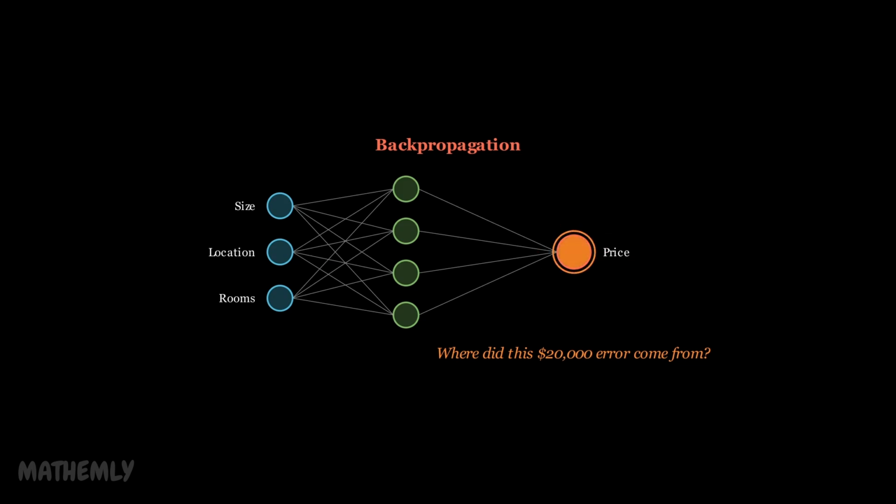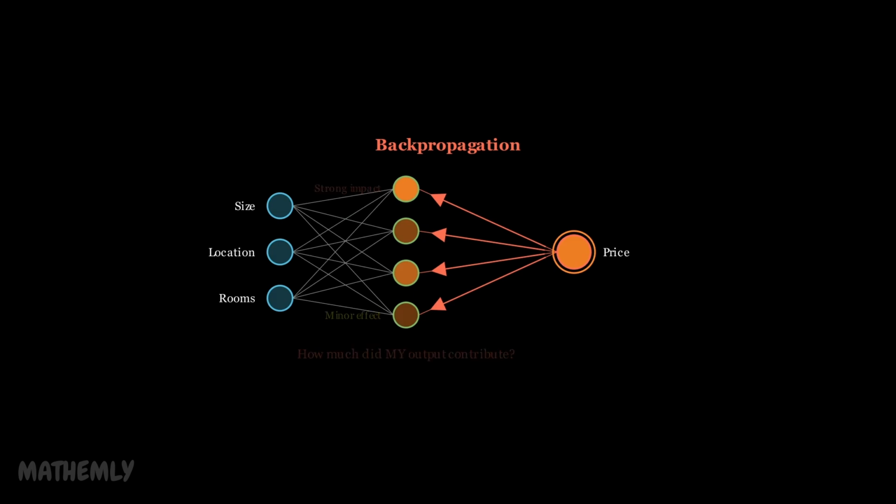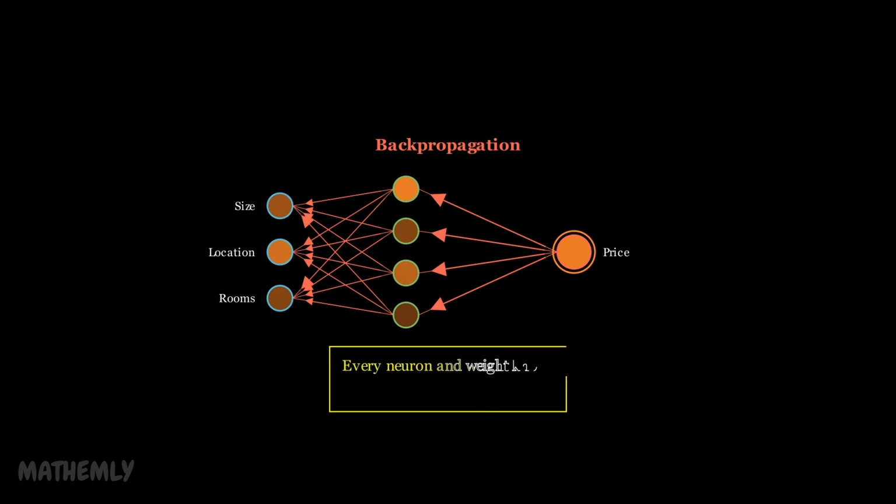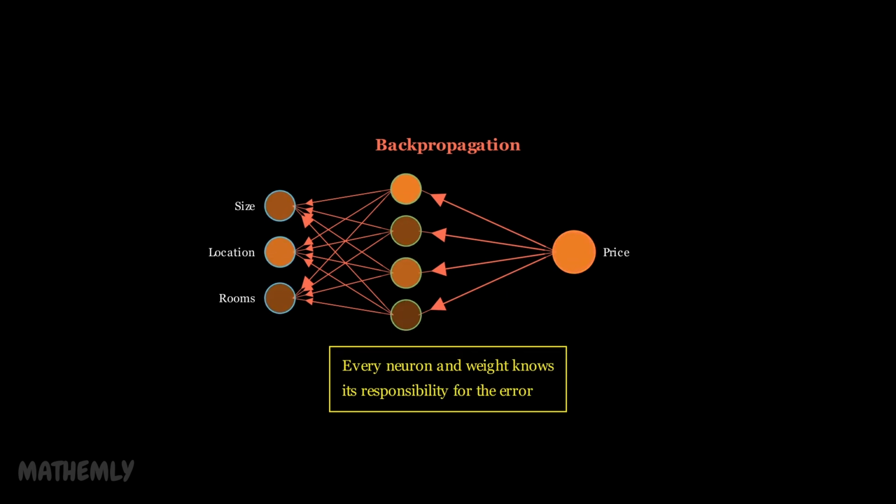The output neuron goes first. It looks at how far its prediction was from the real price and sends a feedback signal backwards. Each neuron along the way asks a simple question: how much did my output contribute to this final error? Some neurons had a strong impact. They pushed the prediction too high or too low, and some had only a minor effect. By the end of the backward pass, every neuron and weight knows how responsible it was for the mistake.